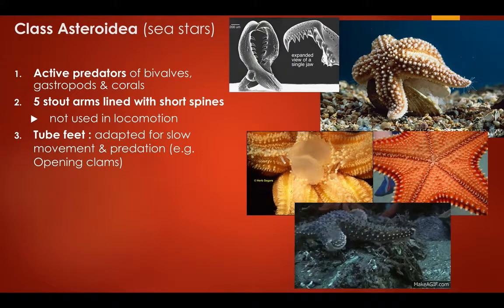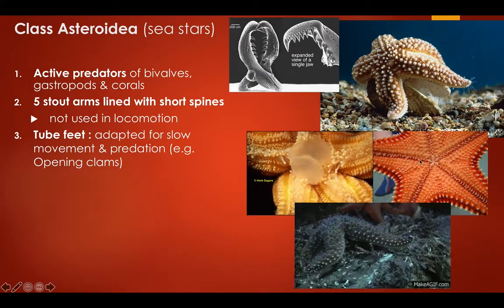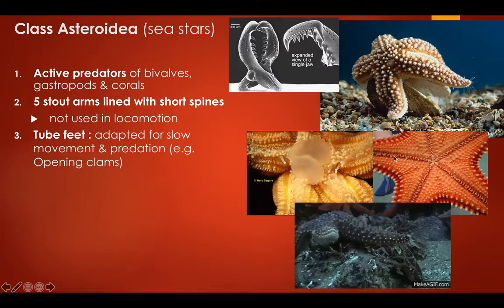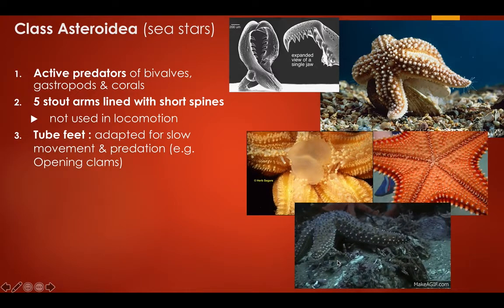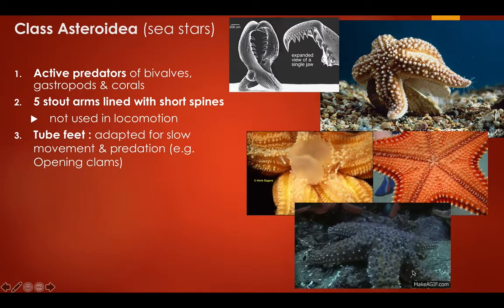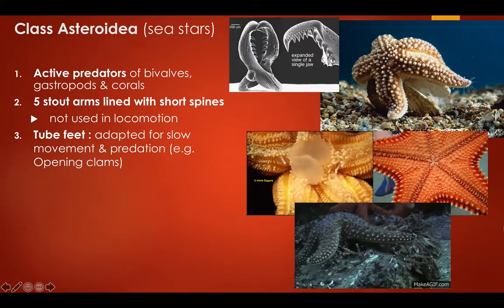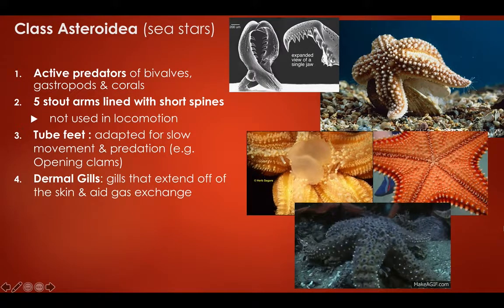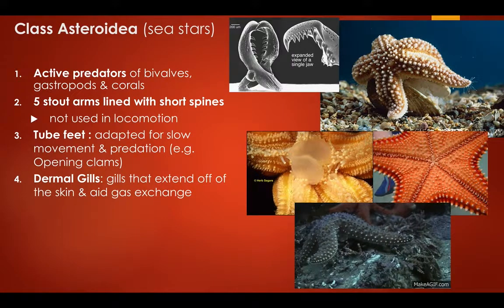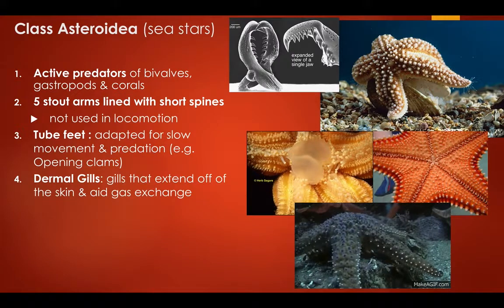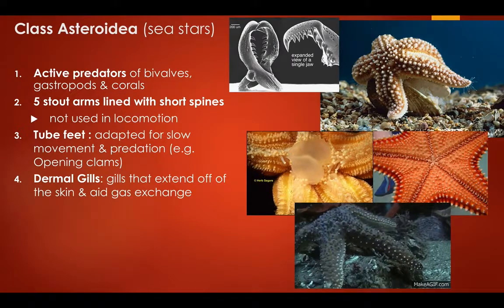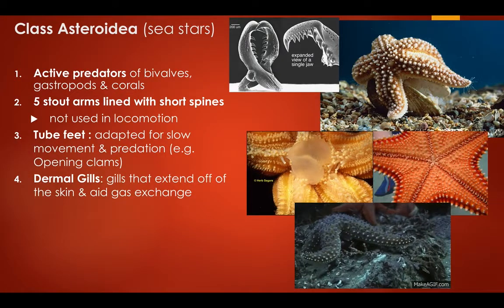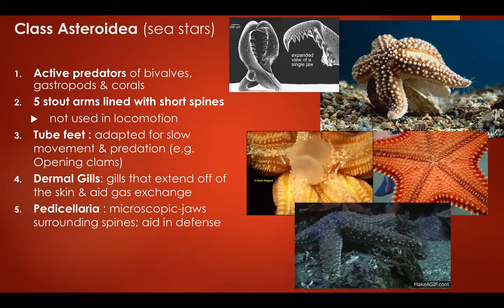So the tube feet will come out of this central portion here of the arm, and the tube feet will emerge from here and then allow for movement. So it's actually the tube feet that allow movement in the class Asteroidea, not the arms. They have dermal gills. So here's that root word derm again. So we're referring to the skin. So dermal gills, gills that extend off of the skin and aid in gas exchange. So that is how they breathe.